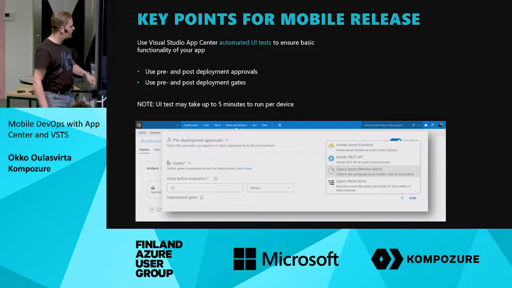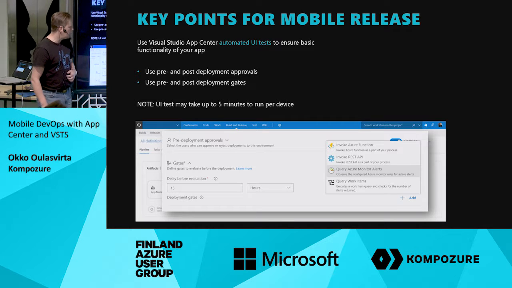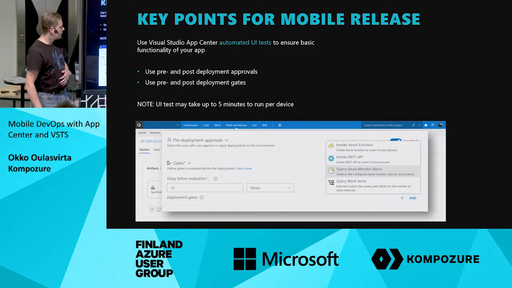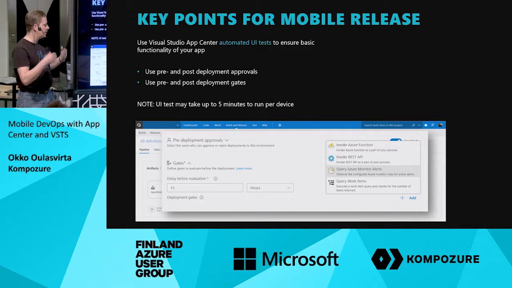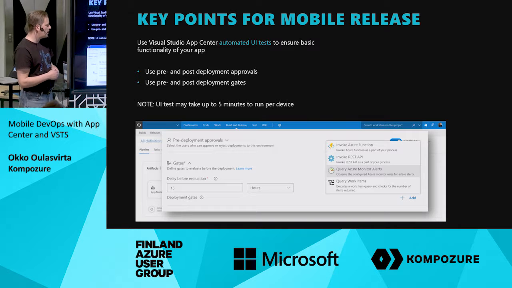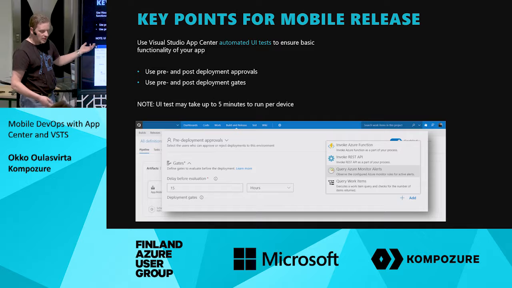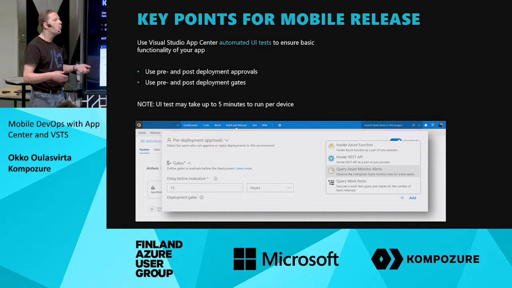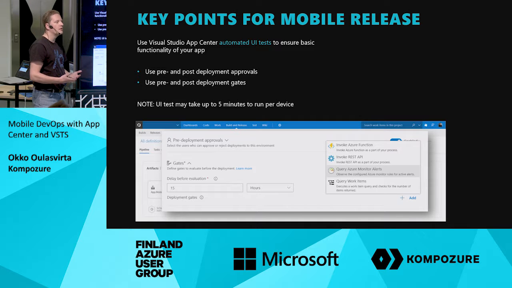Pre- and post-deployment approvals, and then pre- and post-deployment gates. This is a really interesting one. So let's think about that. We have a deployment already done. It's working fine. Someone has tested it. We have UI tests going on, but then we want to somehow, I don't know, we need to still validate.